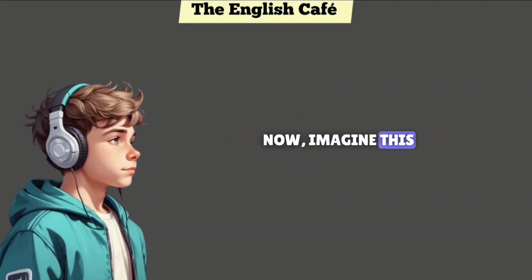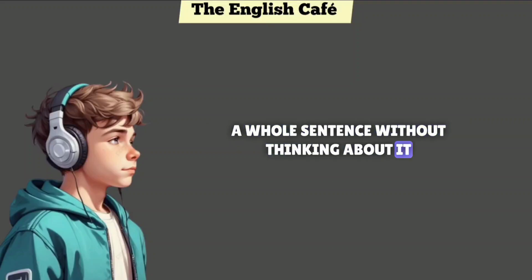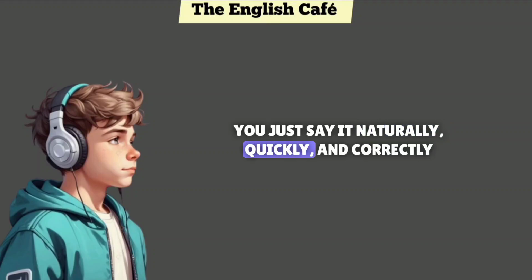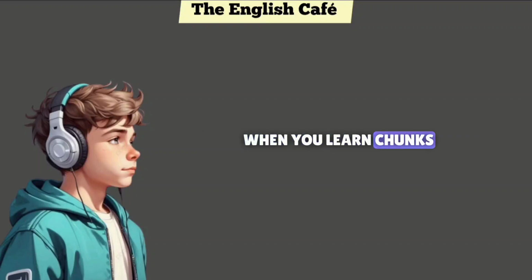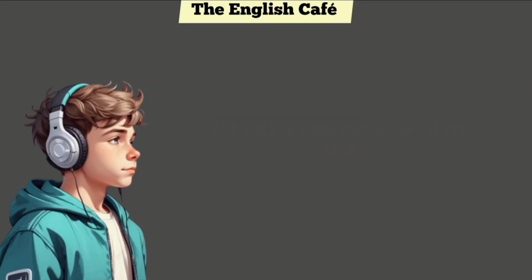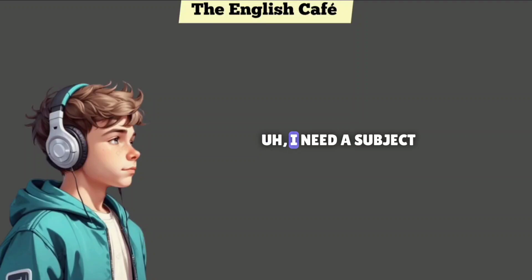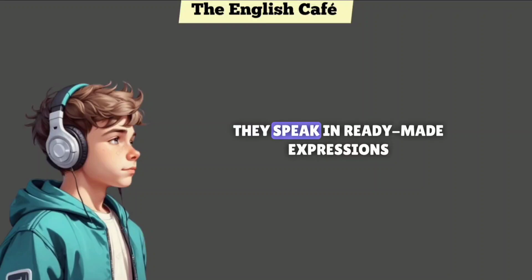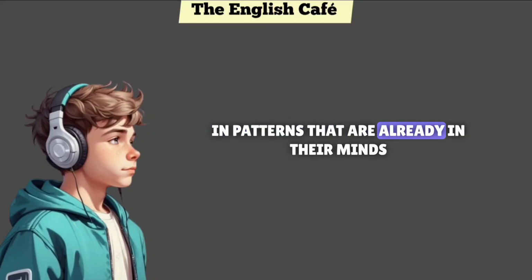Now imagine this. Imagine you could use a whole phrase, a whole sentence without thinking about it. You just say it naturally, quickly, and correctly. That's what chunking gives you. When you learn chunks, you're thinking in phrases. You are thinking in complete ideas. And this is how native speakers talk. They don't build every sentence from zero. They don't stop and think, I need a subject, a verb, and an object. No. They speak in ready-made expressions, in chunks, in blocks, in patterns that are already in their minds.